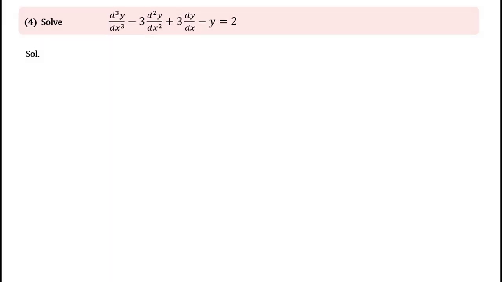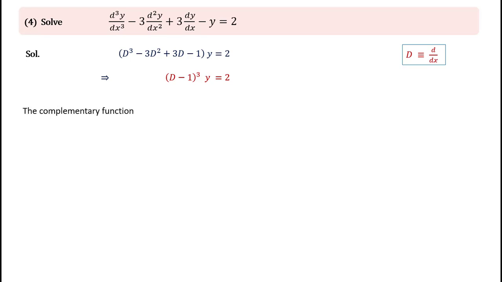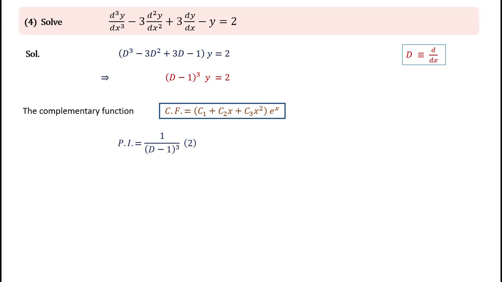Next question. The given differential equation can be written as, here D stands for d over dx. The complementary function of the given differential equation is c1 plus c2x plus c3x square into e power x. Now we will find the particular integral.